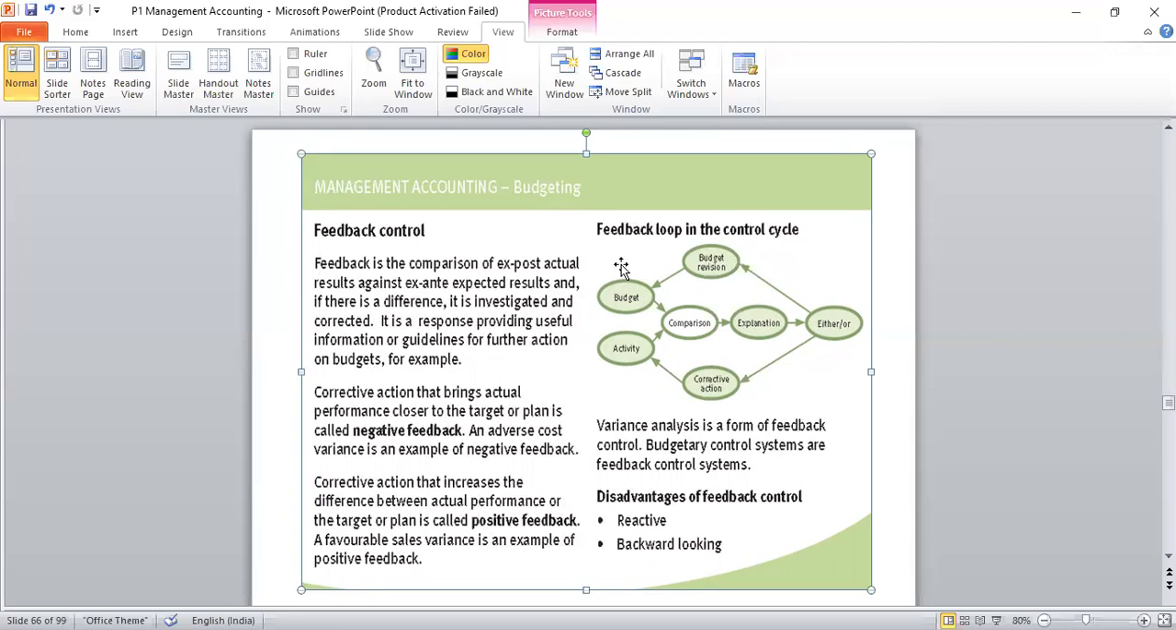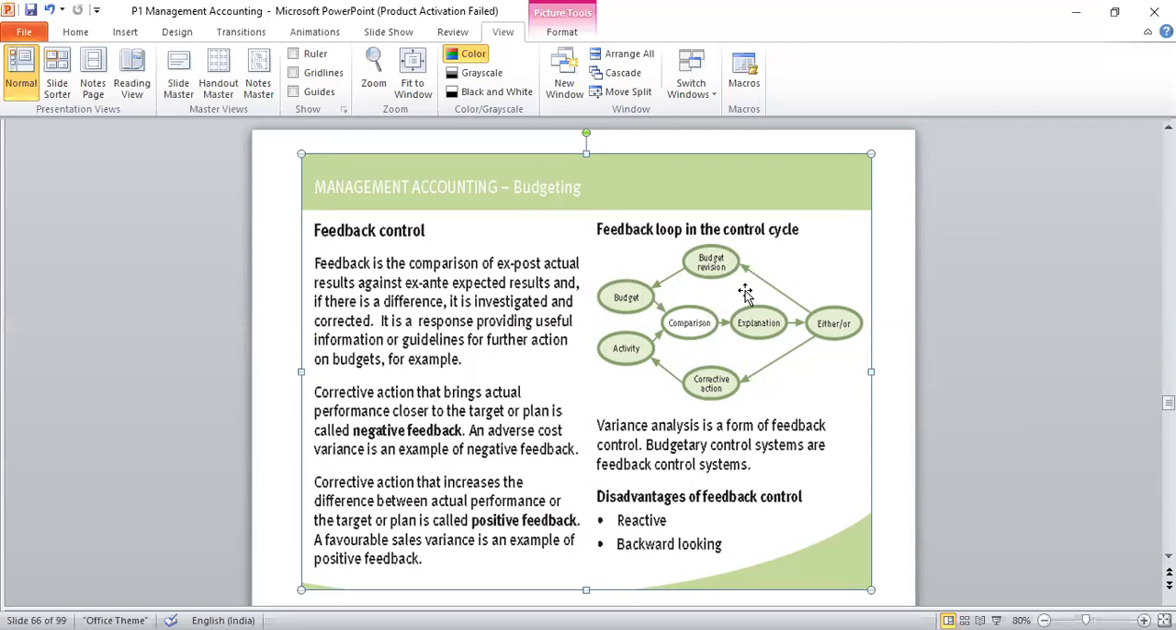So the past data and the future things. When they are compared, ex post actual results against ex ante expected results, and if there is a difference, it is investigated and corrected. It is a response providing useful information or guidelines for further actions on budgets, for example.